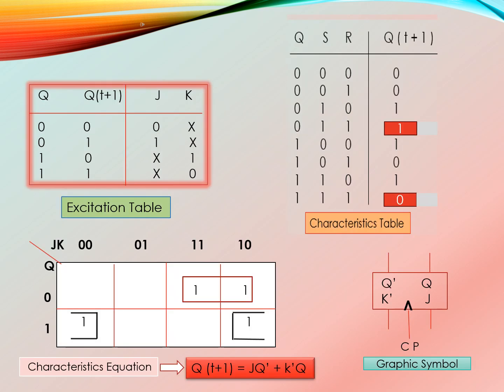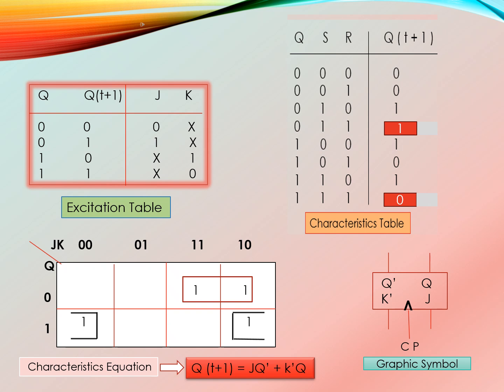Let's talk about the excitation table. Here we see that when the current state is 0 and we remain at 0, the input of J is 0, but K can be anything, so K is X, which means don't care. When the current state is 0 and the next state is 1, J is 1 and K can be anything, that means don't care position.